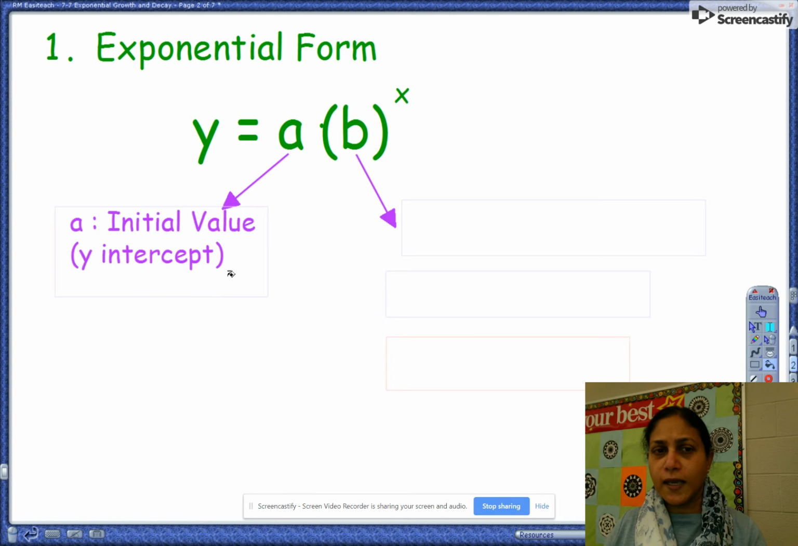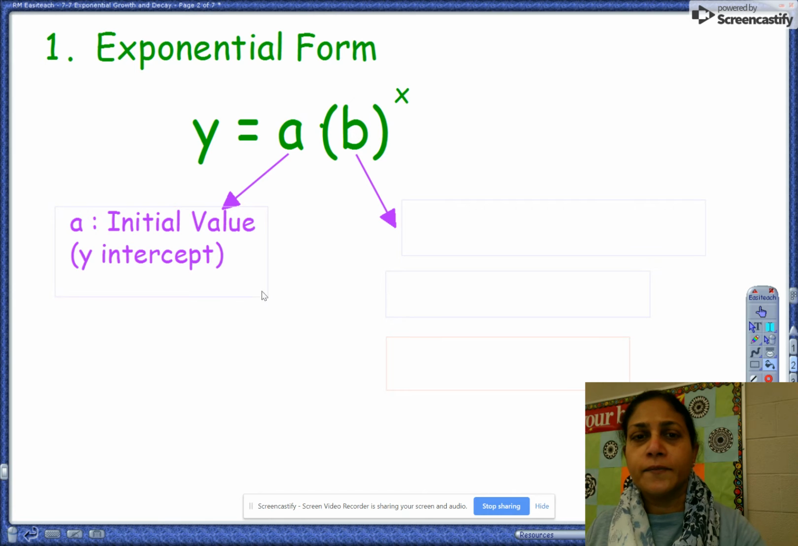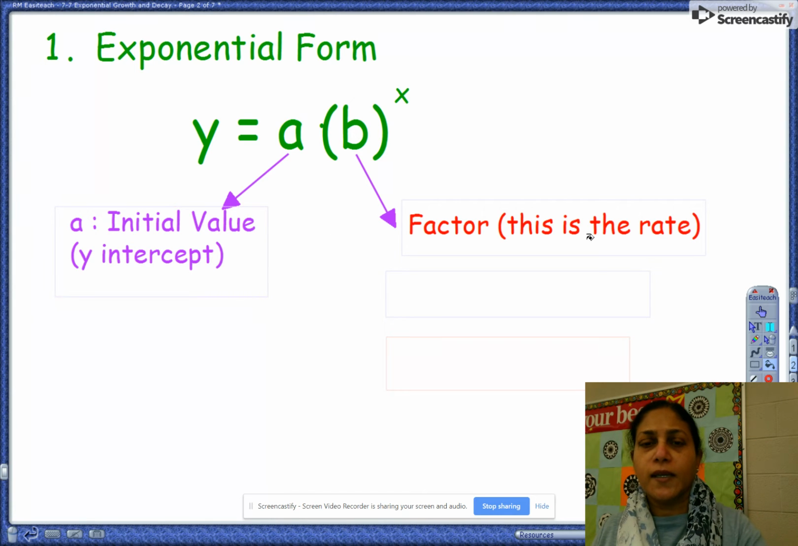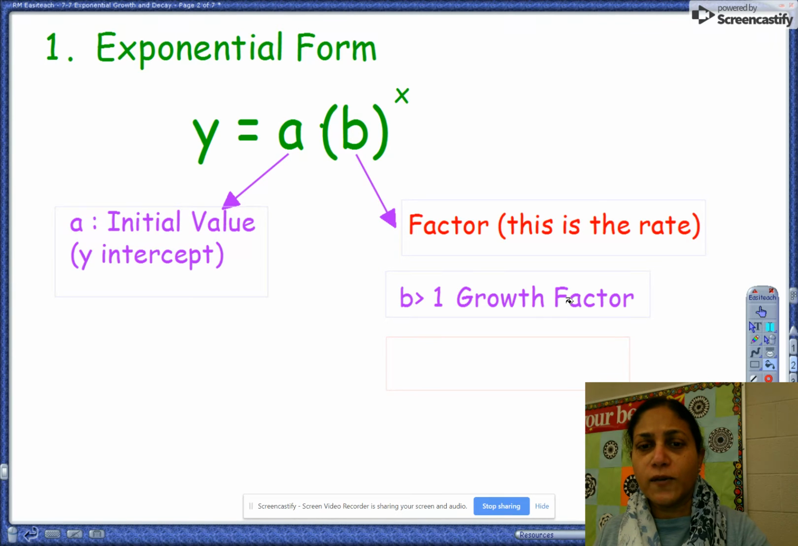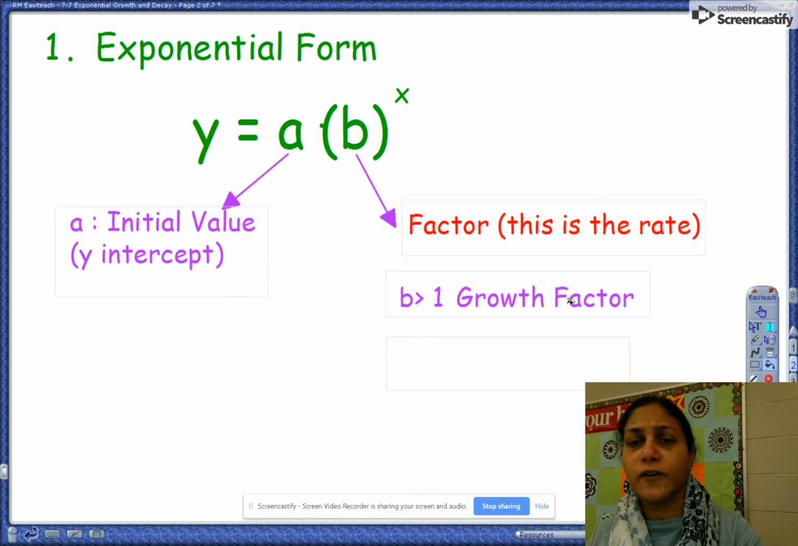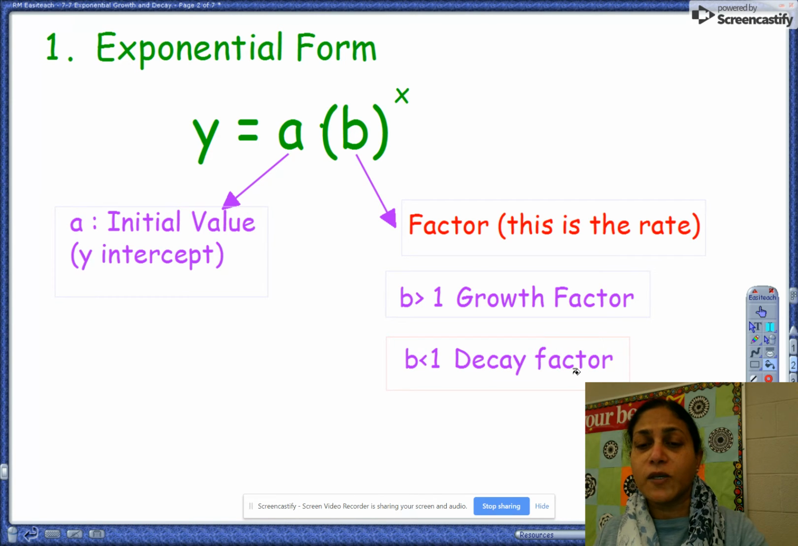You know that a is the initial value, which gives us the y-intercept, and b is the factor, and this is what is going to be the rate. And when b is more than 1, then it is a growth factor. That means it's growing more than 1. And less than 1 means it's slowing down, or it is a decay factor.